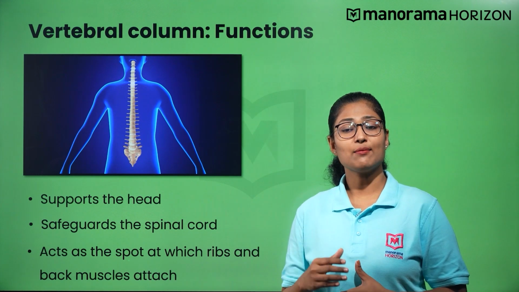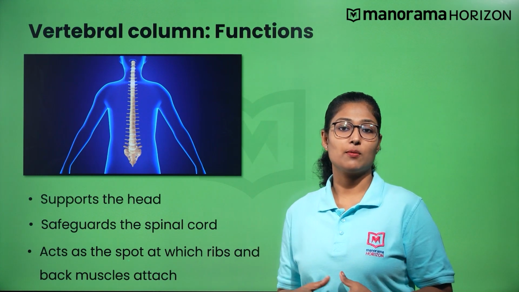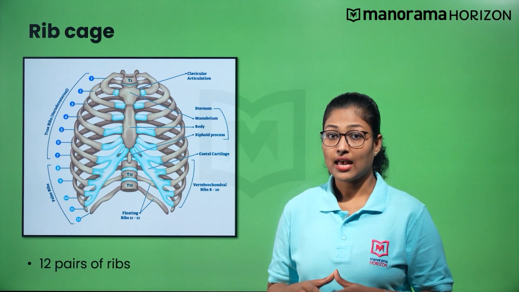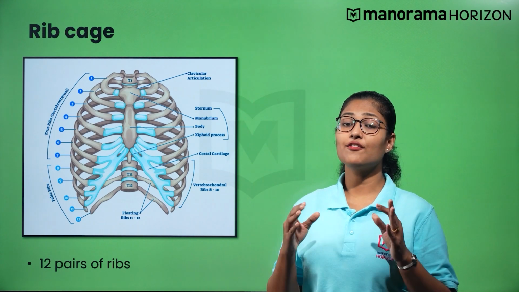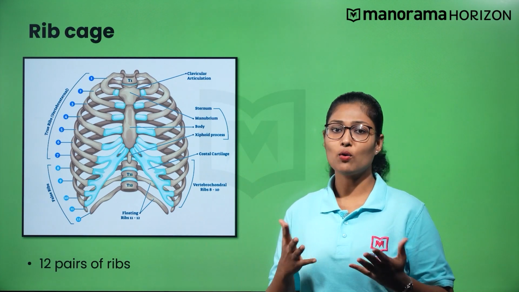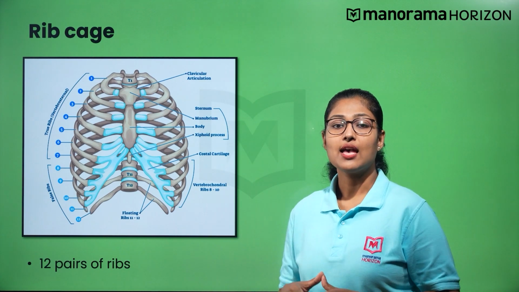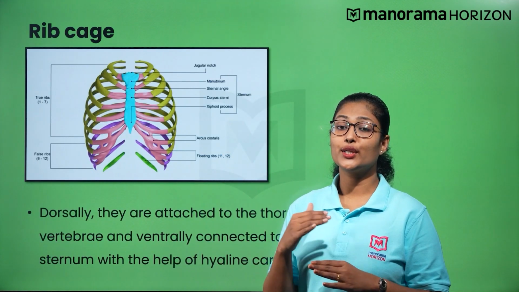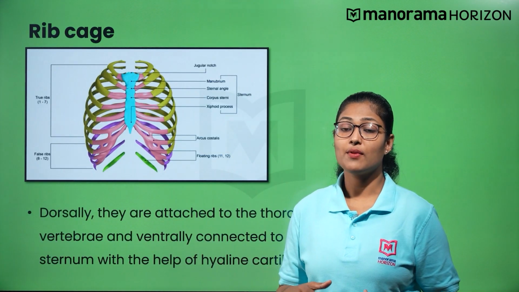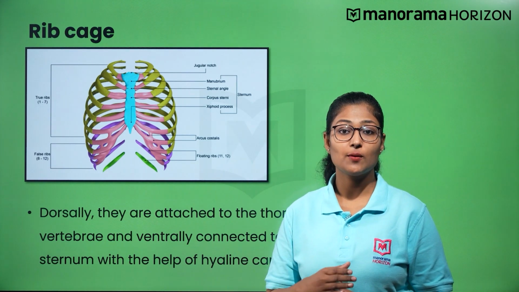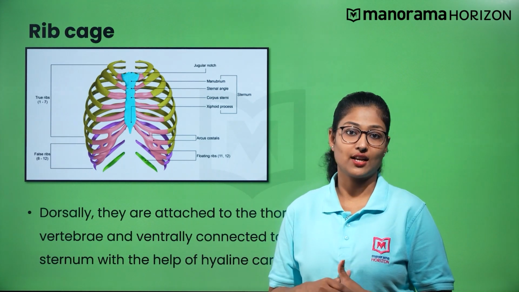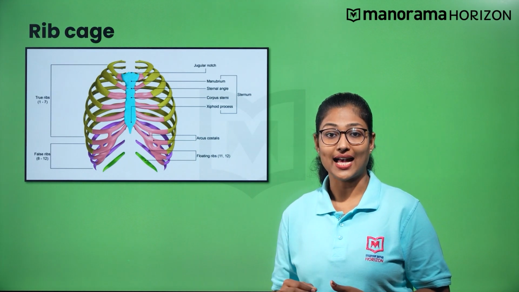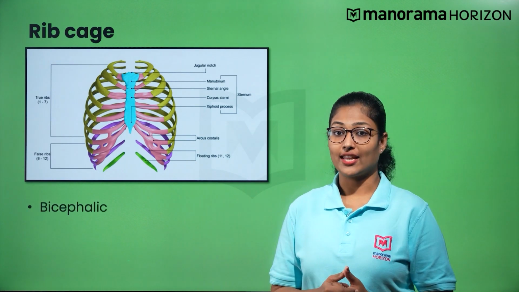Now, it's time to check the arrangements of the ribs. Humans have 12 pairs of ribs, and each rib has a thin, flat structure. And how are they arranged? As you can see on the screen, these bones are connected dorsally to the vertebral column and ventrally to the sternum through a hyaline cartilage. A peculiar feature of human ribs is that they are bicephalic.